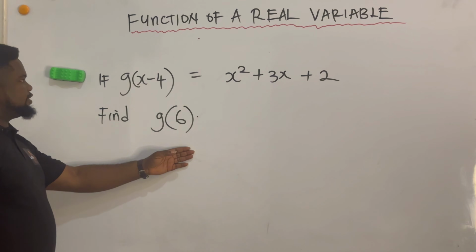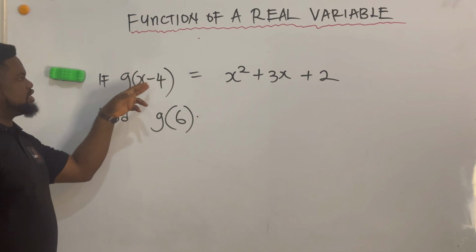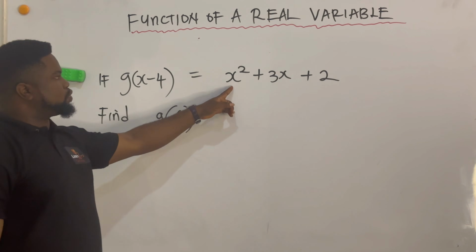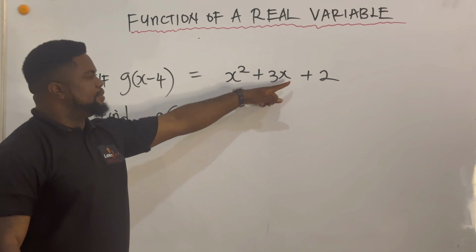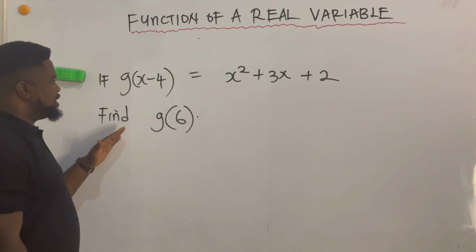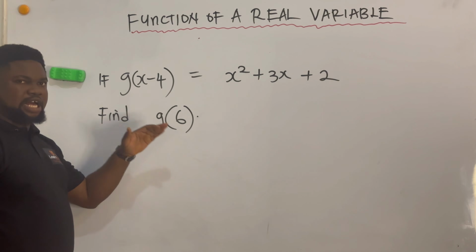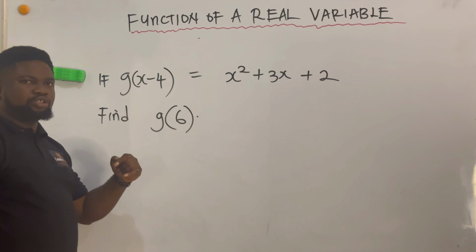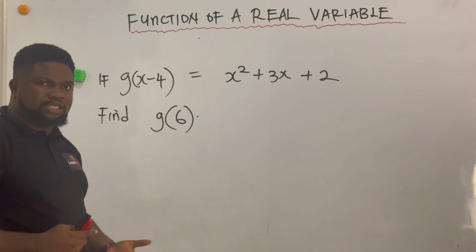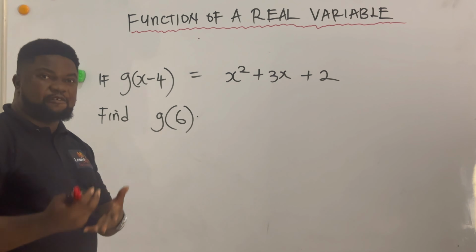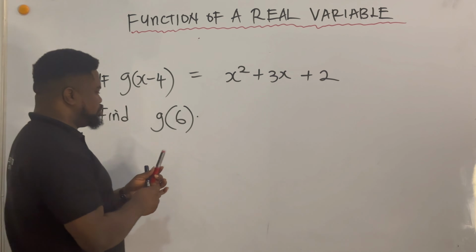Let's solve this. If g of x minus 4 is equal to x squared plus 3x plus 2, find g of 6. Can we? Yes. You can pause the video and try it out yourself if you have been following. Solution.